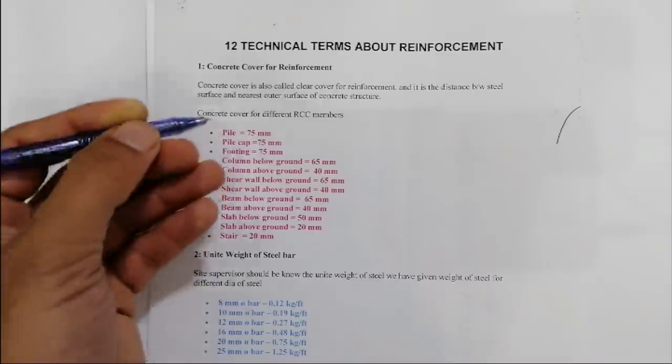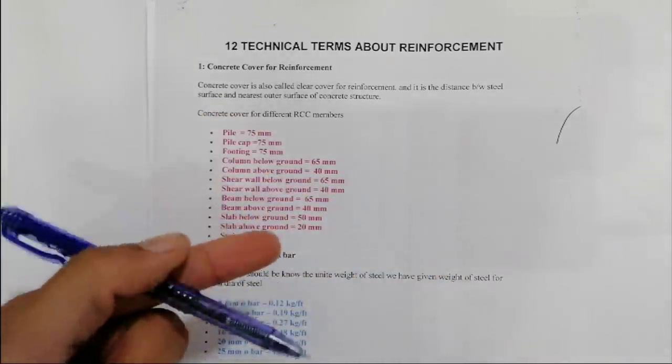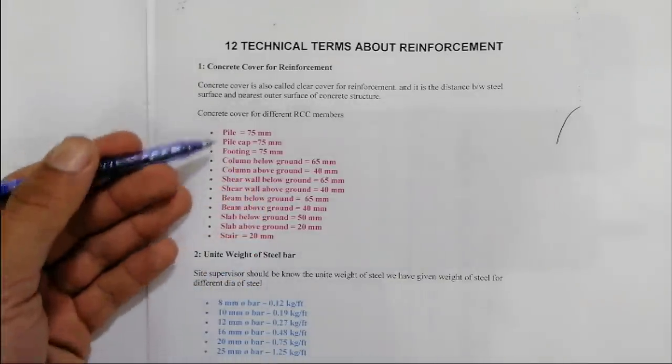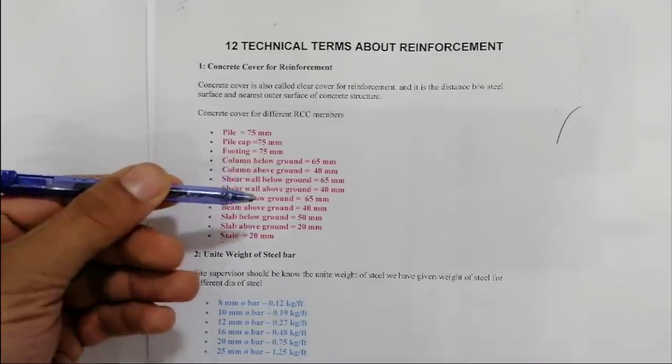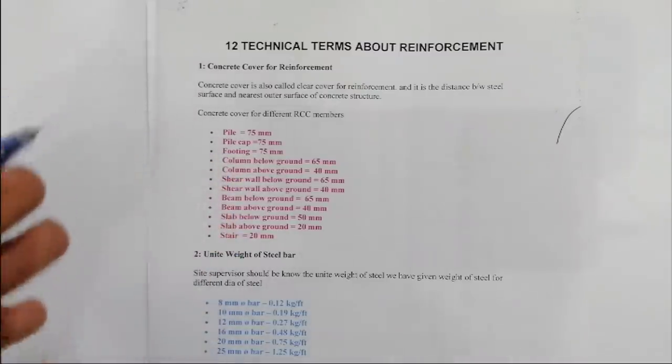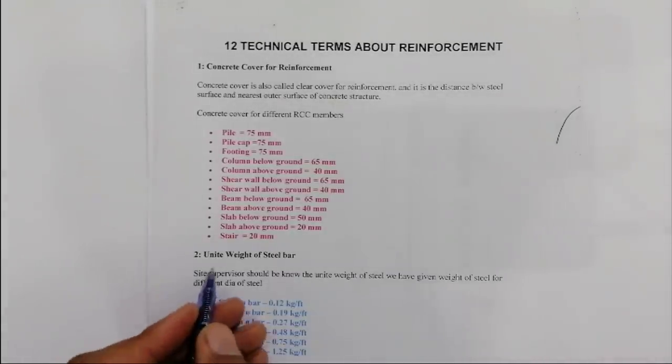So this is the first term. This video is long, but if you want to learn something new, you must watch it from start to end. This should be remembered by every site engineer and site supervisor, but every civil engineer should learn these points, right? Now we have the second one, the unit weight of steel.